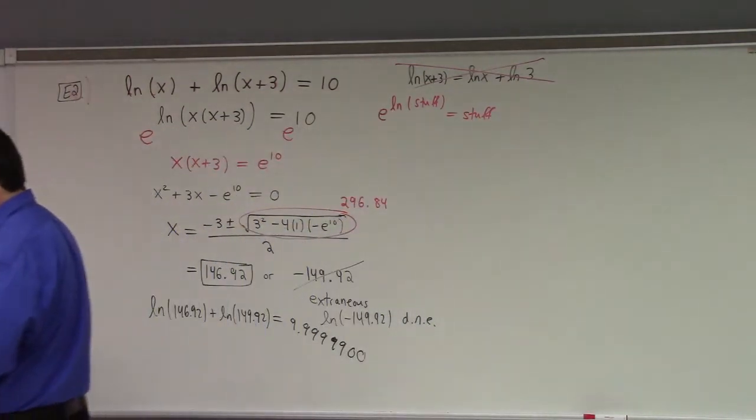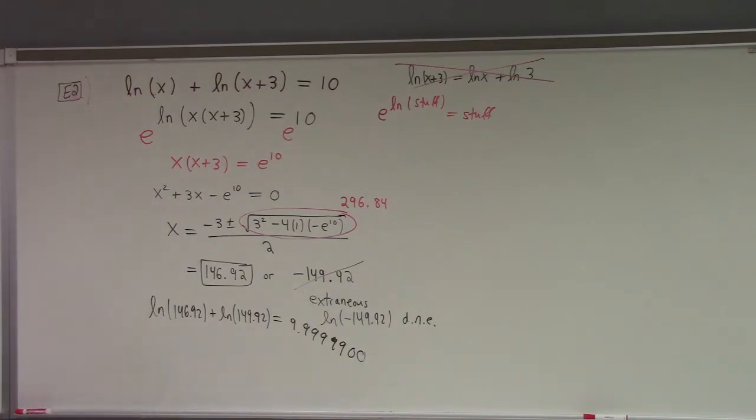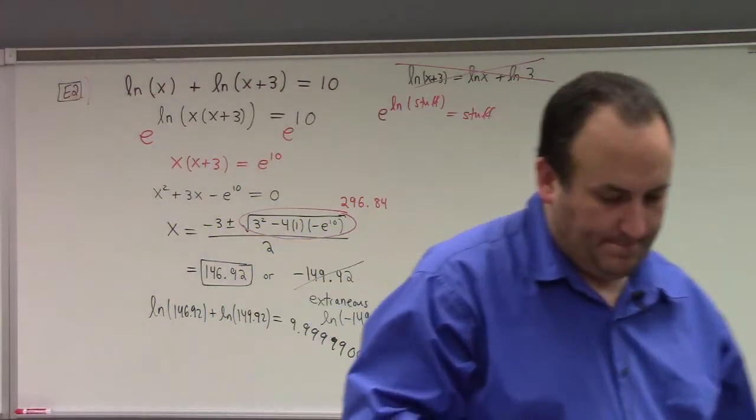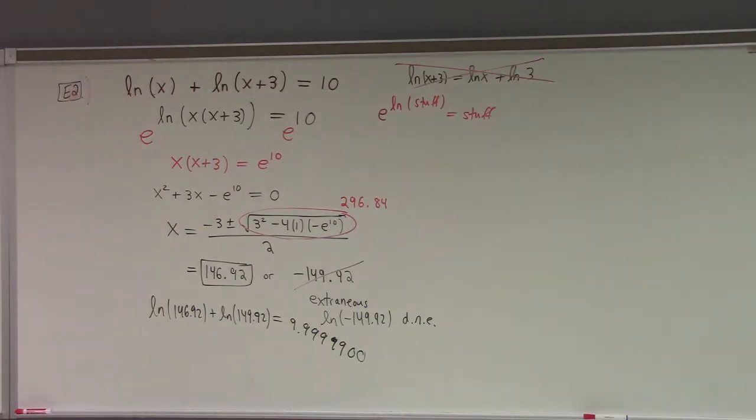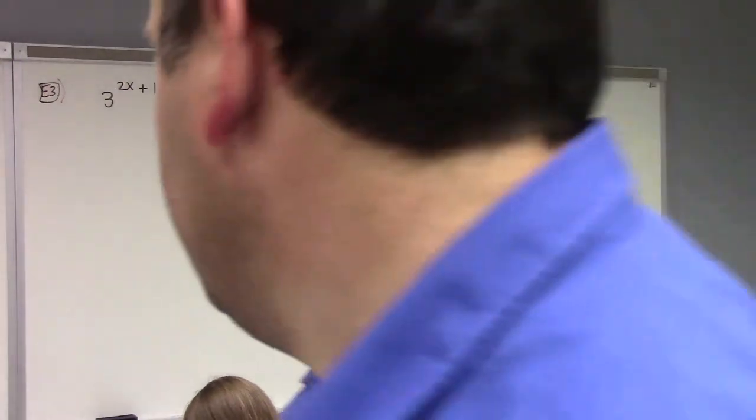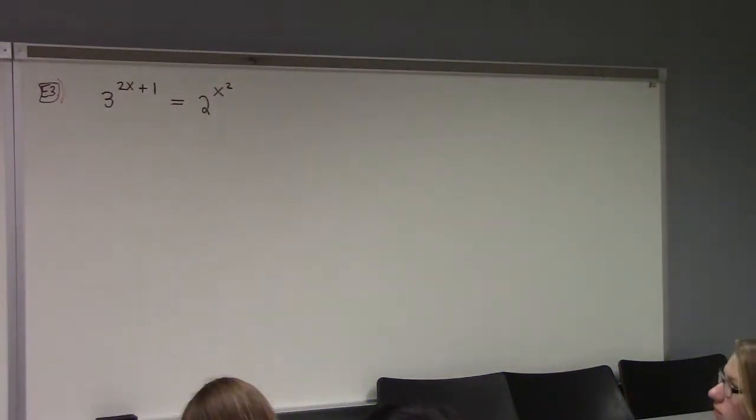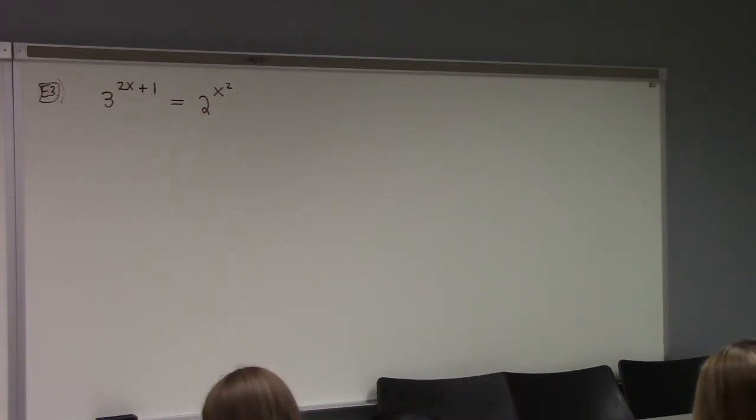What do you guys think? How should we solve it? You find a common base. Yeah, if this was like 9 to the x squared, I'd be right with you, right? Like example 4. This will be our example 4. Solve 3 to the 2x plus 1 equals 9 to the x squared. We'll do that one next, okay? That one we could do what you're saying.